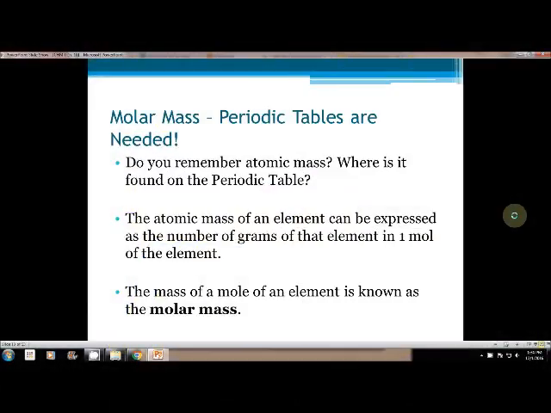Alright, today we do not need our mole map because we're learning how to do the next branch of the mole map, okay? The mole map is going to be used tomorrow, not today. Today we are dealing with molar mass.